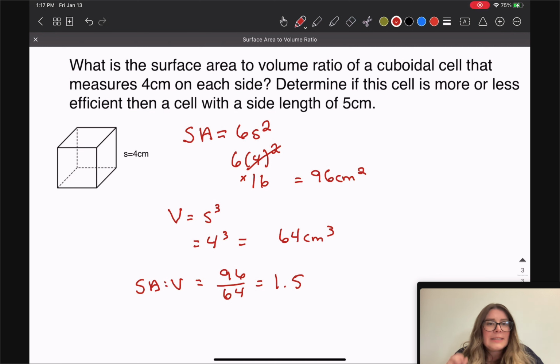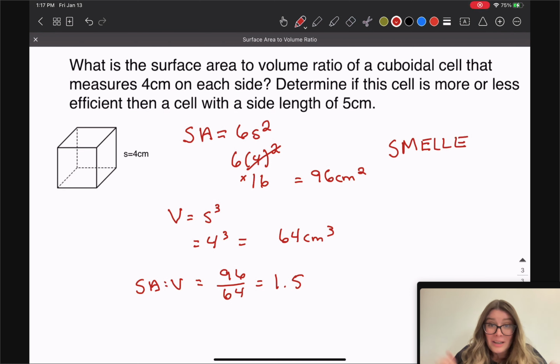But now, is this cell more or less efficient than a cell with a side length of 5? Now, if you don't remember SMELI, what you would have to do is go through these steps and calculate out what your surface area to volume ratio is with a cell that has 5 centimeters for its side. And then you would compare the two numbers. Whatever number is bigger, that's the one that's more efficient. However, here's a shortcut if we remember the word SMELI.